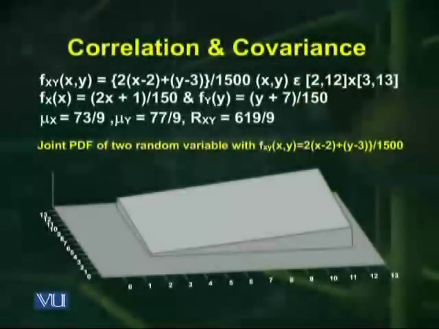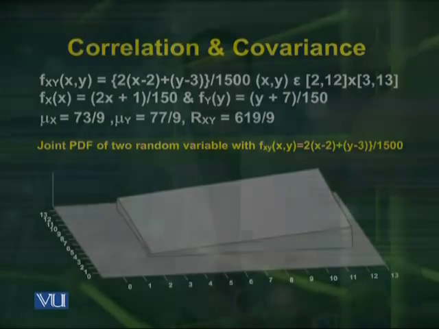And in this case, when the whole joint PDF has been shifted, the correlation comes out to be 619/9, which is larger than 300/9. Similarly, the mean values of x and y have also increased, which is as expected.